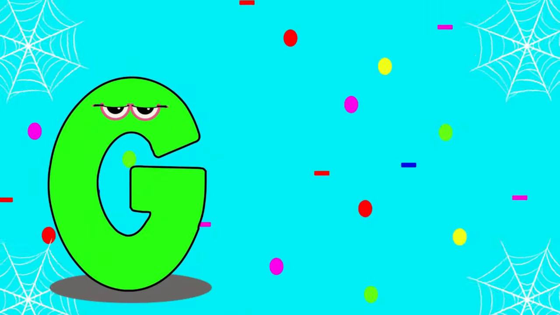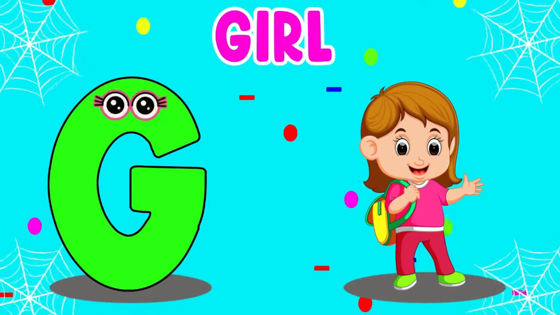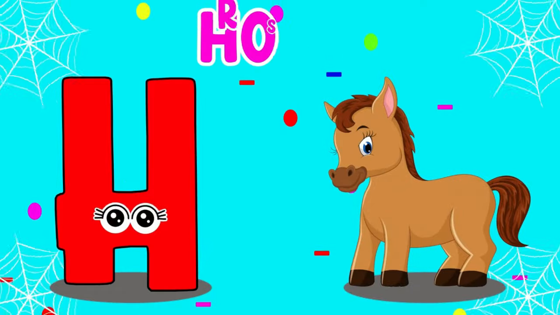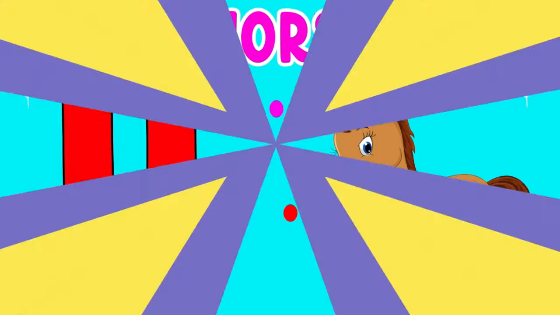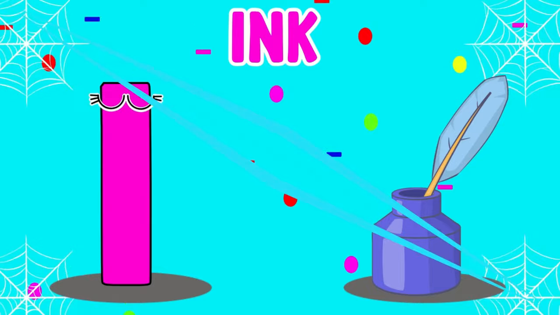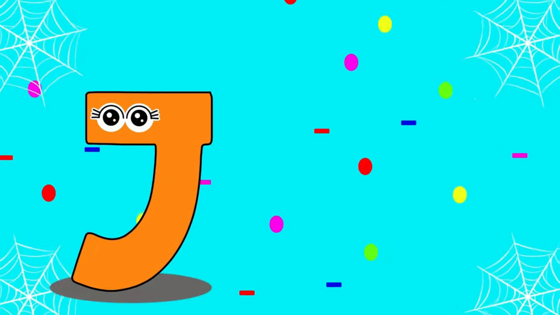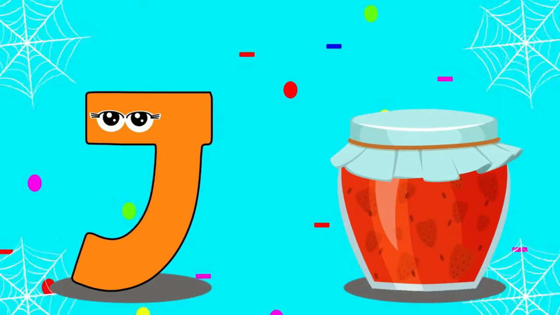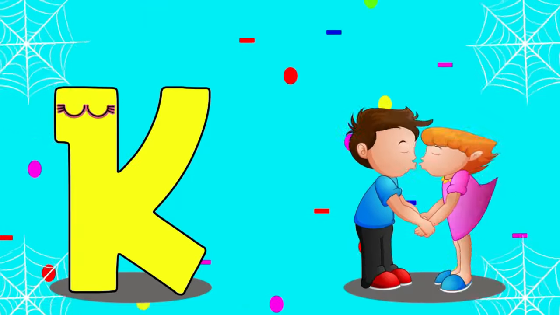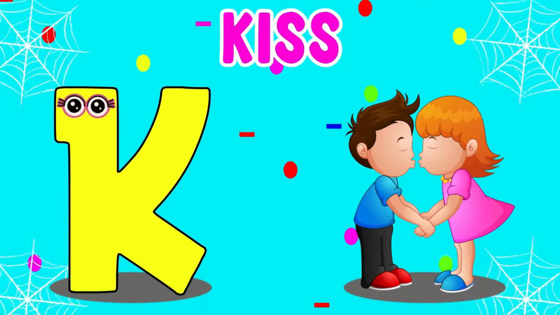G, G for girl. H, H for horse. I for ink. J, J for jar. K, K for kiss.